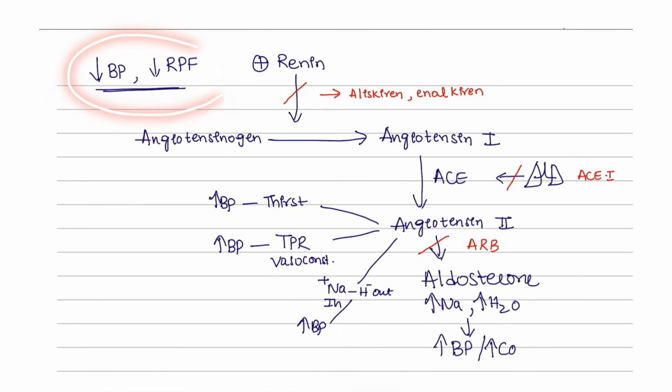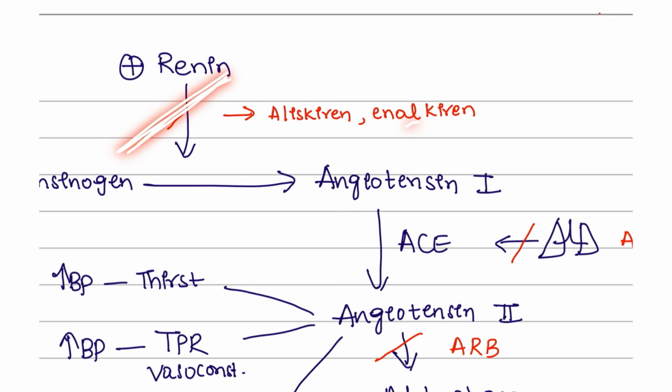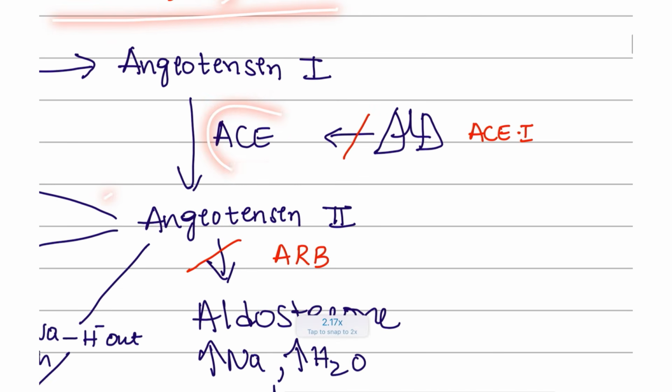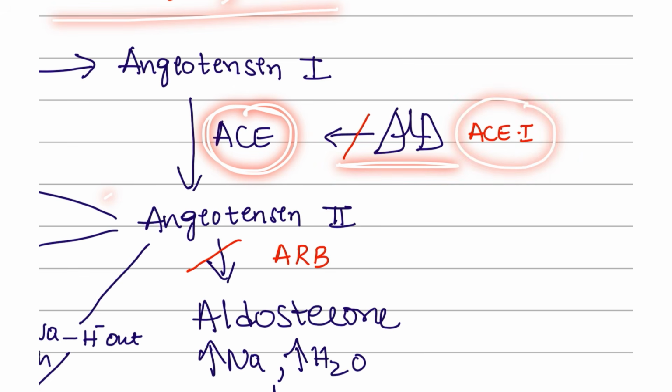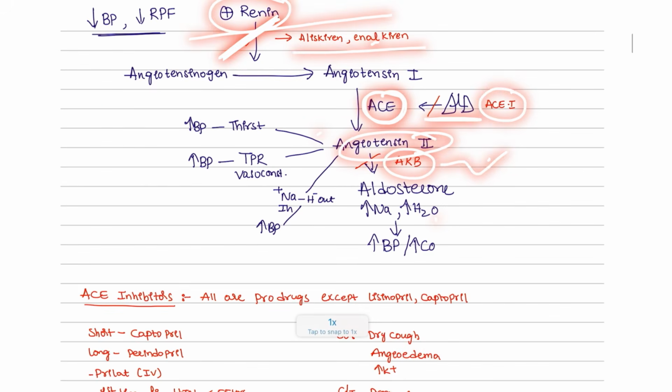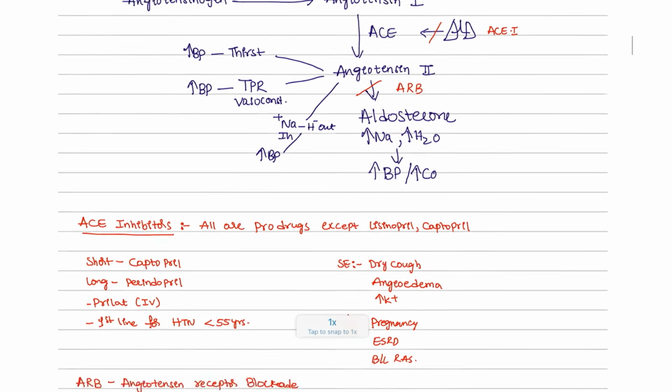But we cannot keep on increasing the BP, so sometimes it becomes pathological. So for that, what are we going to do? We are going to block the renin. How? With drugs. If you want to block renin production itself, the drugs are aliskiren and enalkiren. Or if you want to block ACE in the lungs, we use the ACE inhibitors. Or you can block the receptors with ARBs, angiotensin receptor blockers, and you have these drugs.